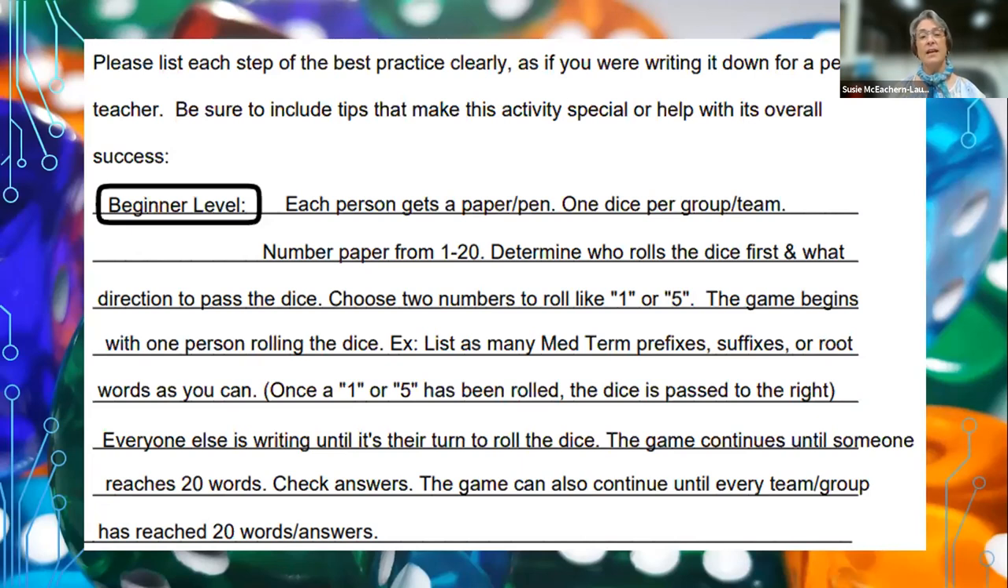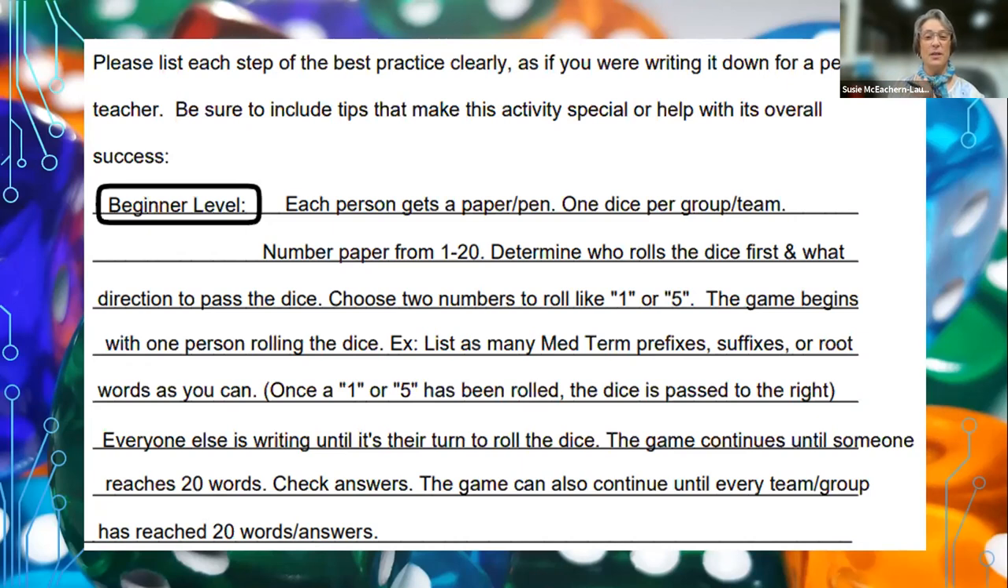Now, can anybody think of a way to change that activity to make it a little more difficult? Drop it in the chat if you can. Okay, the meaning of the terms as well. Perfect. Say the term word and have them spell it. Terms only starting with a certain letter. Perfect. I love it. See, even more ideas. You all are already adapting and modifying an activity and you didn't even know it.